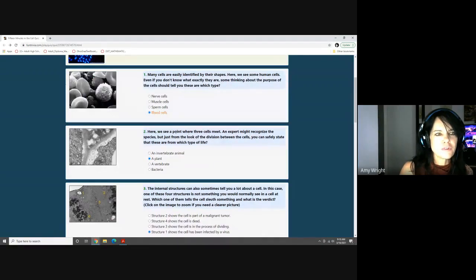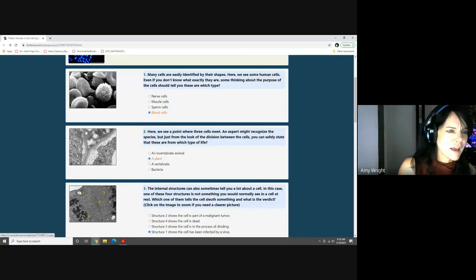Here we see a point where 3 cells meet. An expert might recognize the species, but just from the look of the division between the cells, you can safely state that these are from which type of life. And I chose a plant cell, and I could just tell because these look like chloroplasts to me.